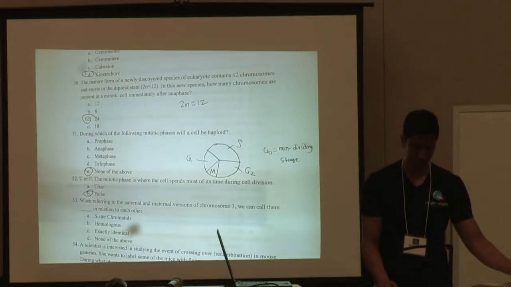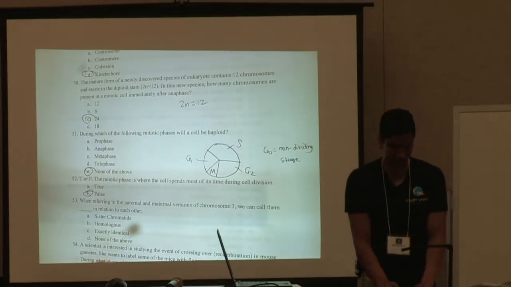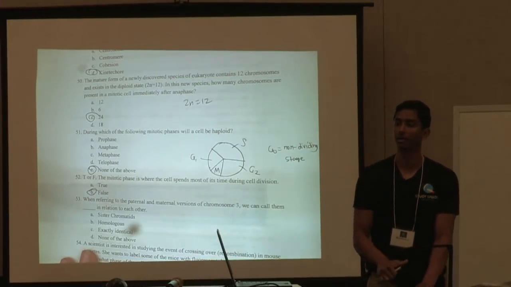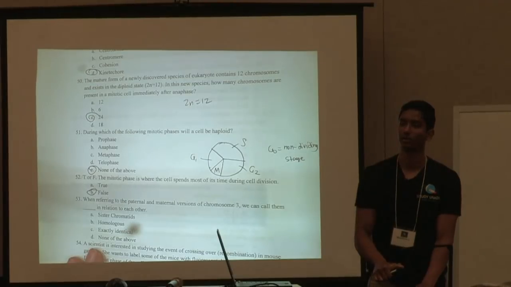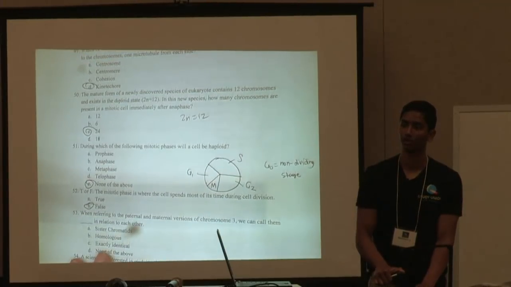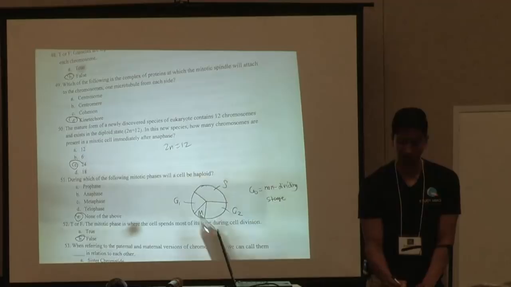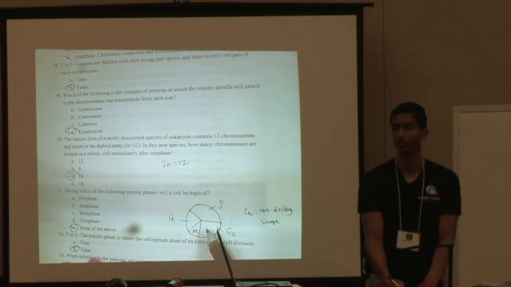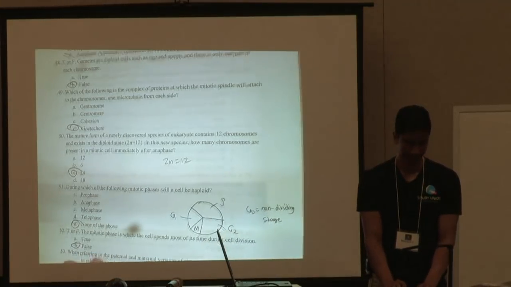All right, when referring to the paternal and maternal versions of chromosome 3, we can call them blank in relation to each other. Yeah, you have a question? When it goes to G0, is that before or after S phase? So G0 can occur in any phase, really. G0 is when the cell can either fail to meet a checkpoint or realizes it doesn't need to divide anymore. So it just enters that non-dividing stage. Yep.